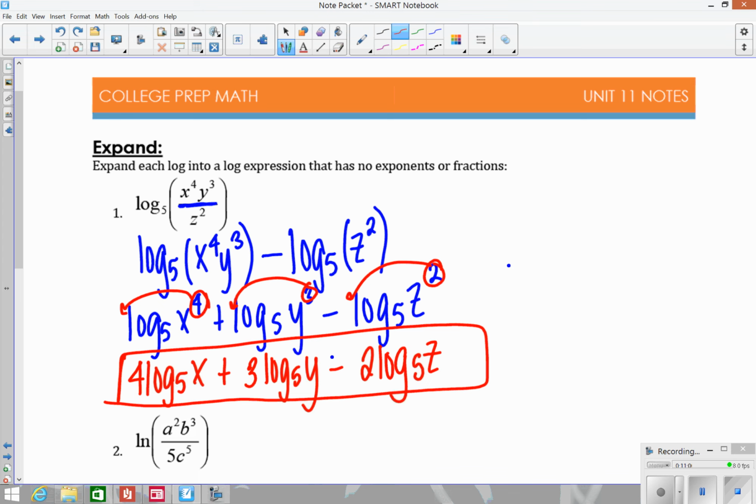Each step I'm looking. So basically, just keep that in mind. You can always go back and check.